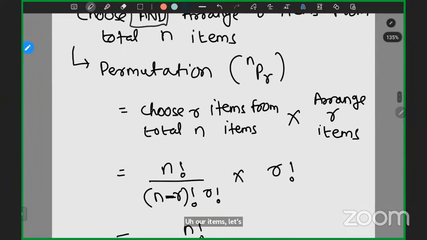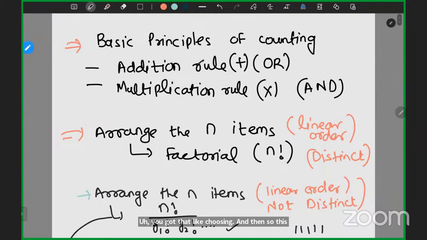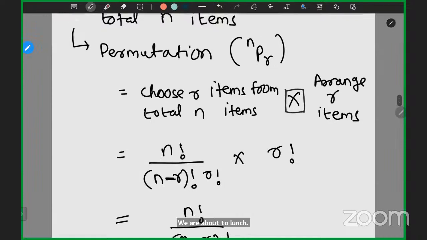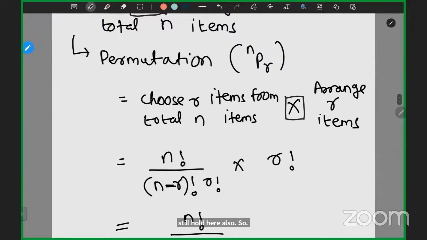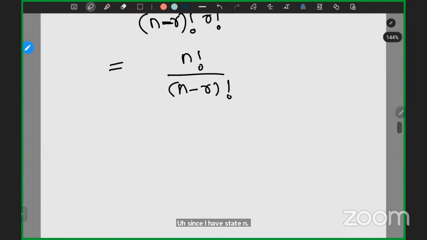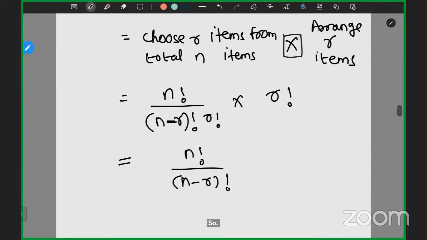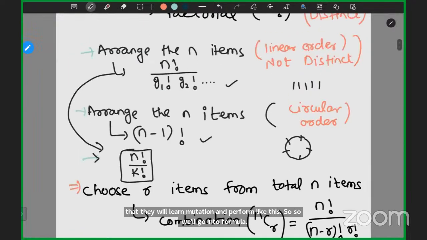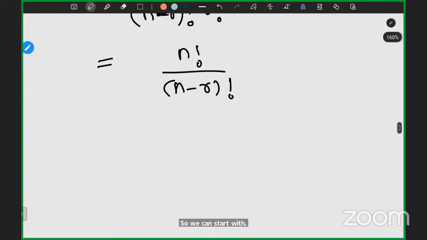So you got that, choosing, and then this multiplication rule which we learned here. We are about to learn it, but this is something we'll start with. So this multiplication rule still holds here also. Since I said "and", this is choosing and arranging. That way we'll learn permutation, and the formula is like this. We'll go into the formula and everything. So we can start with the first basic principles of counting, how to count things.